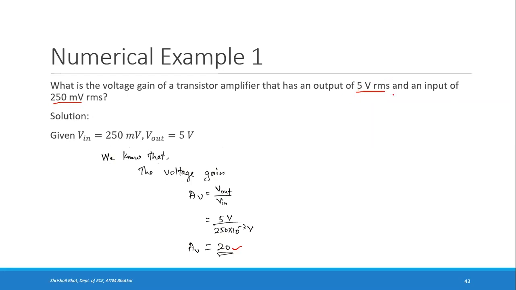So this is the way you solve. You take the simple equation of the gain, output by input. Output is 5 volts, input is 250 millivolts. Just substitute and calculate, and you'll get the answer.